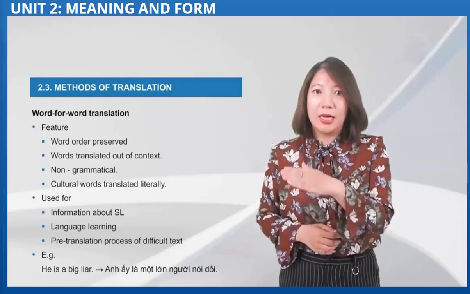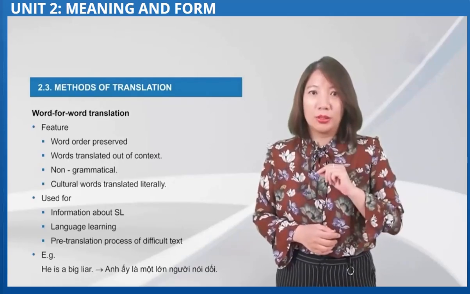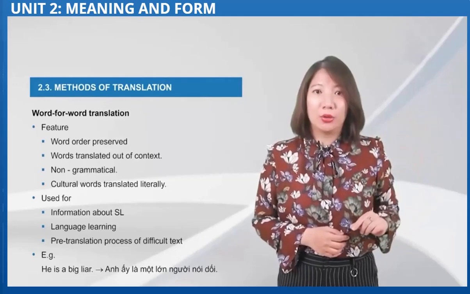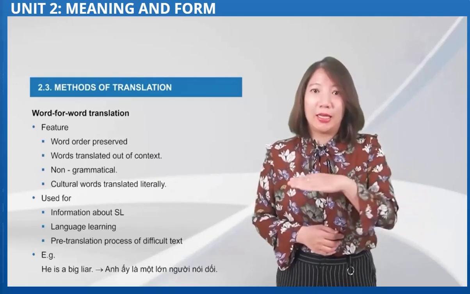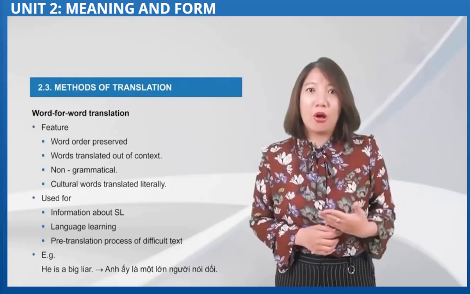target text. "He" is "anh ấy", "is" is "là một", "big" is translated as "lớn", and "liar" as "người nói dối". So "He is a big liar" becomes "Anh ấy là một lớn người nói dối." This translation is non-grammatical.